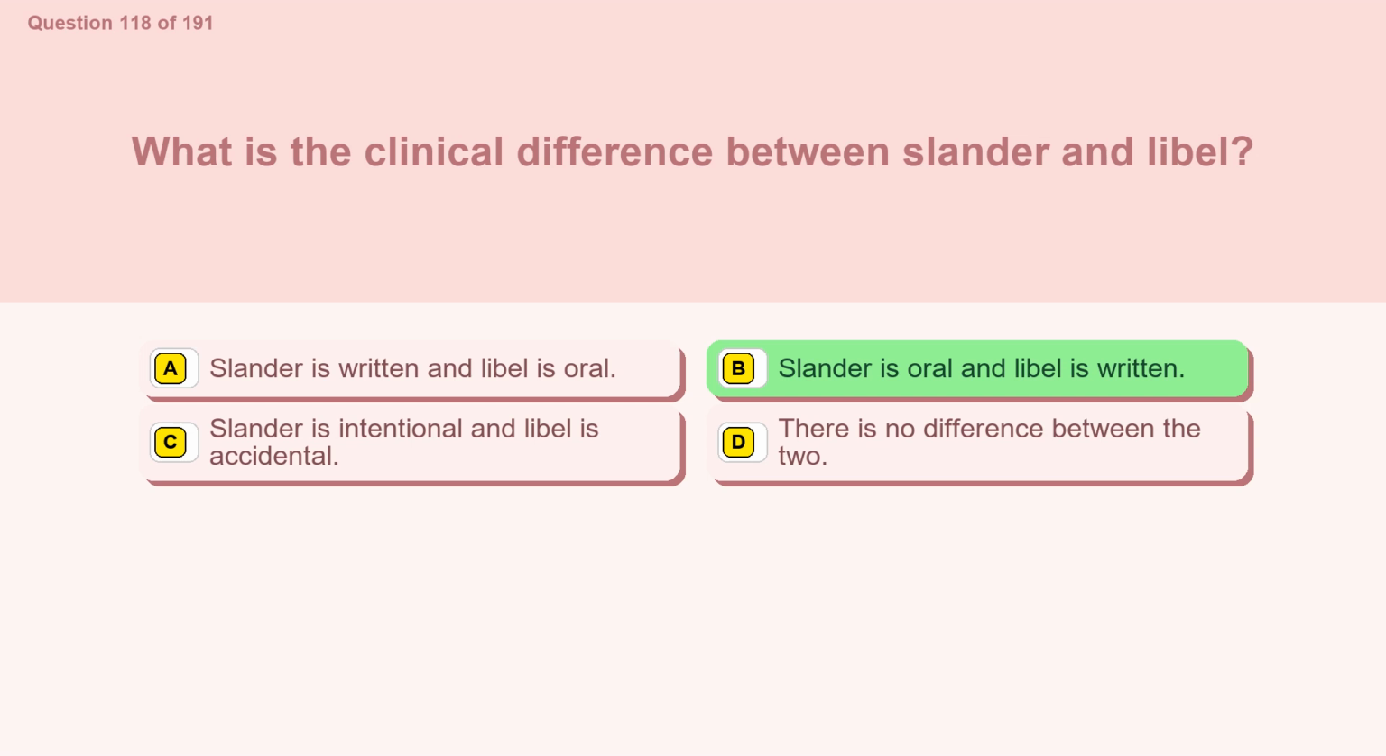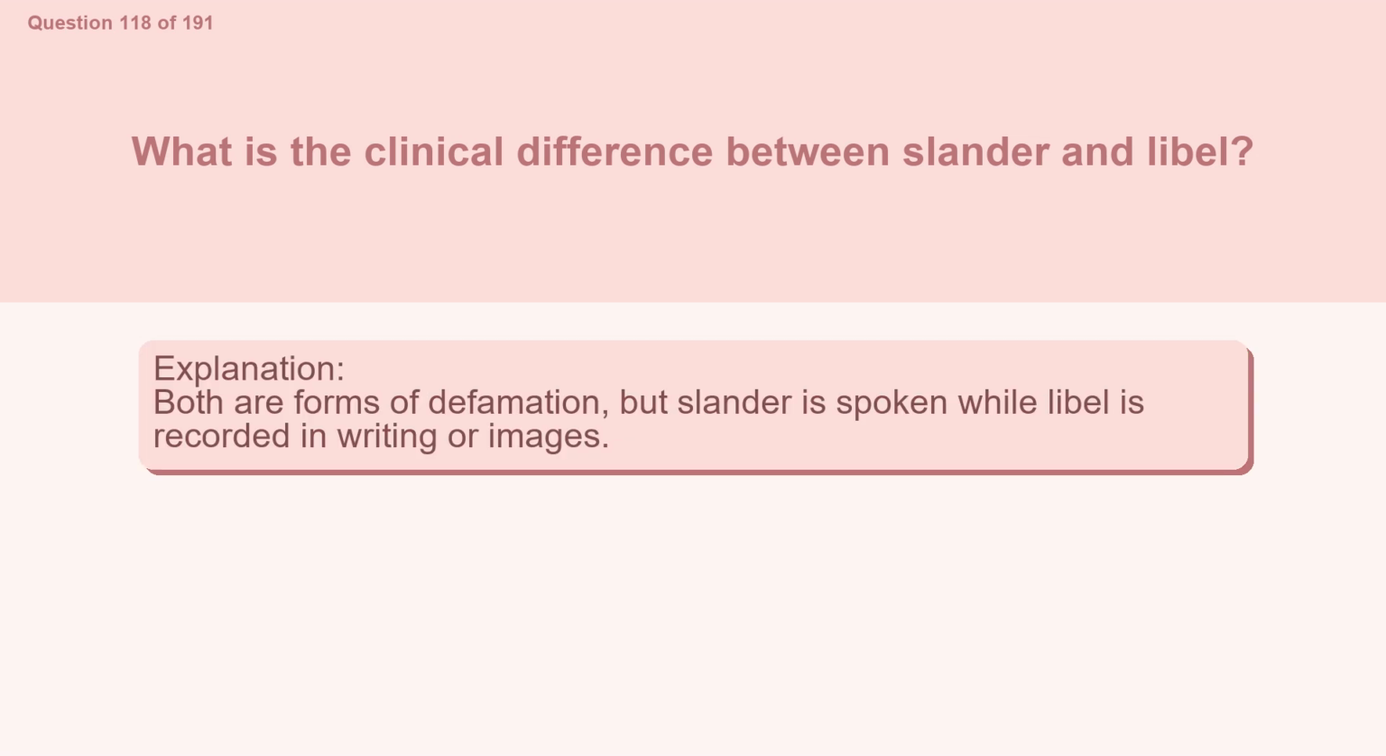The correct answer is option B. Slander is oral and libel is written. Both are forms of defamation, but slander is spoken while libel is recorded in writing or images.